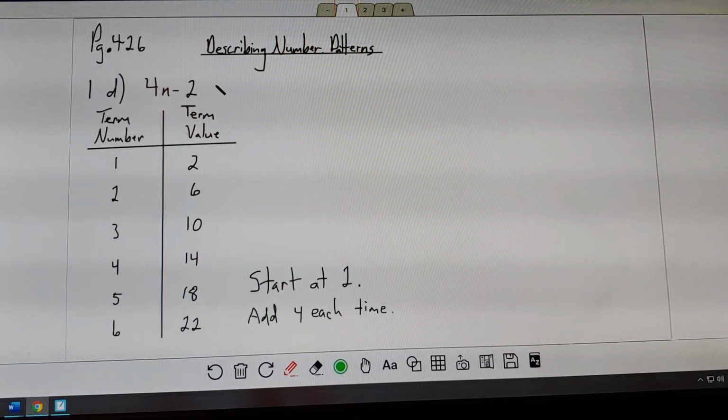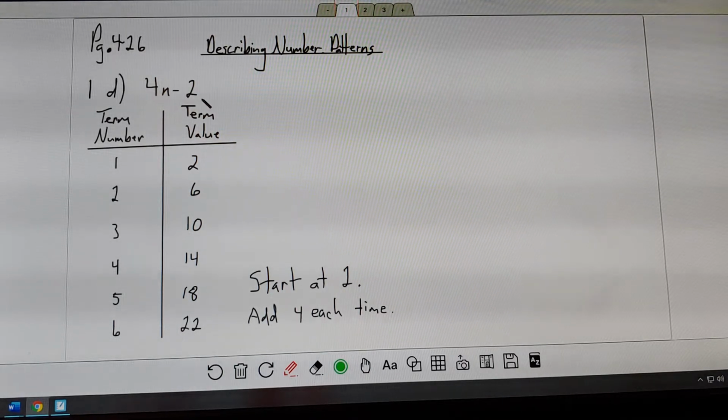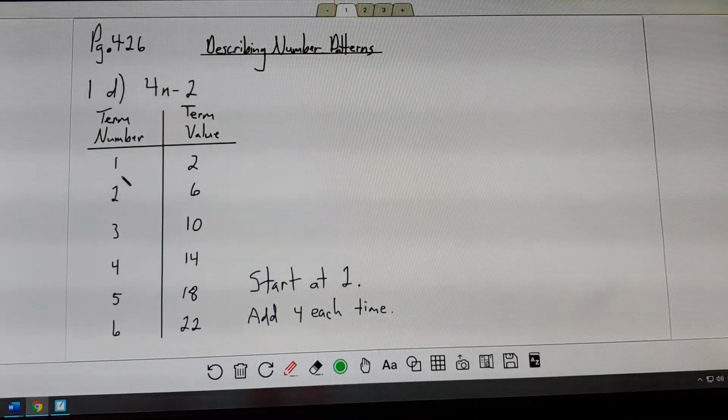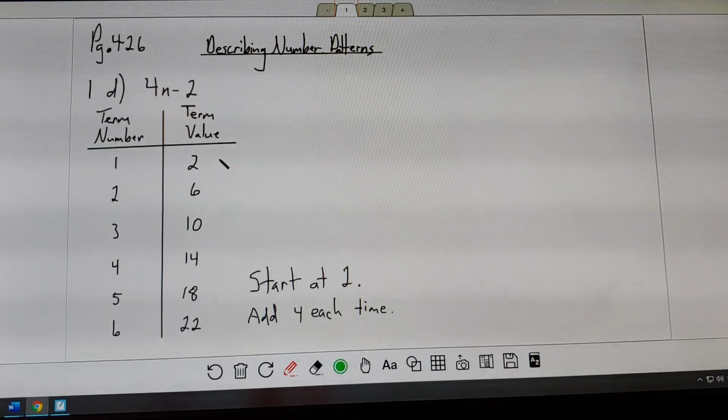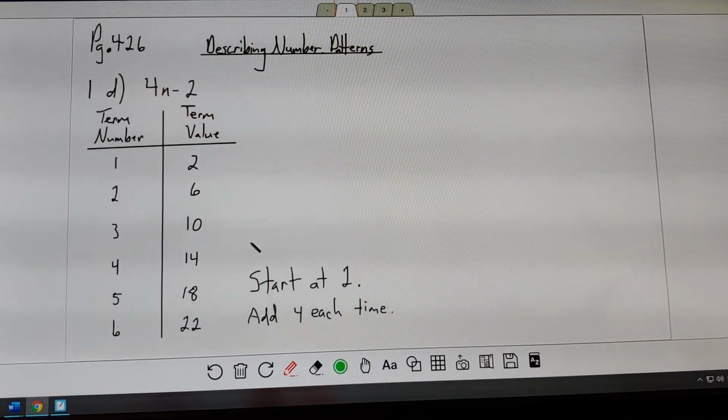Okay, so taking up the first page of homework out of our patterning unit, I decided to show you 1D from the first one. They gave us the nth term of 4n minus 2. So I did the term number, term value chart, term number again being just which number in the pattern it is. And then they gave us 2, 6, 10, 14, 18, and 22. And then they asked us to write the pattern rule.